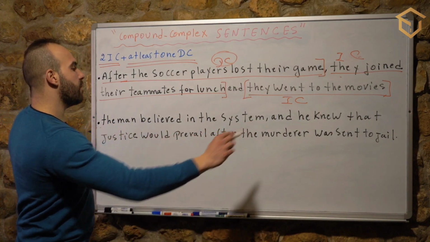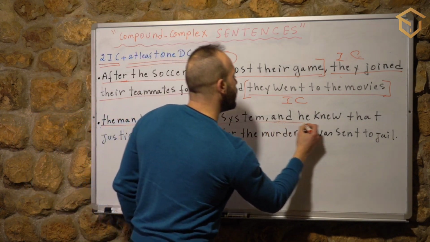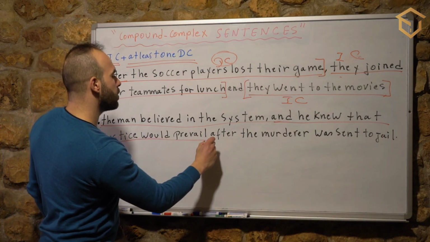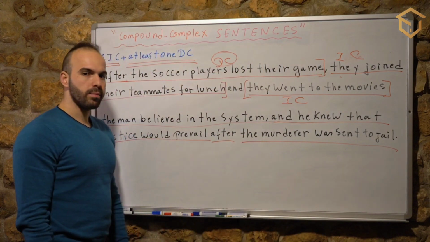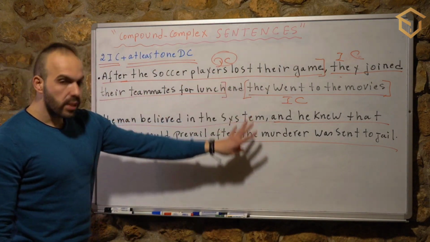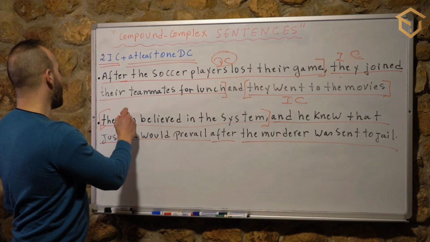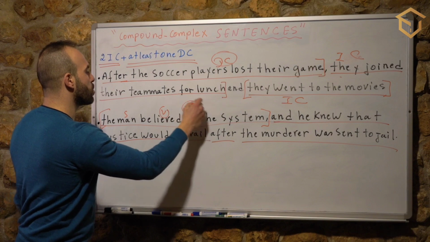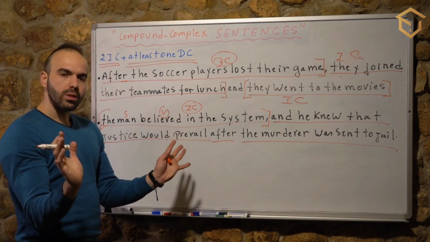The man believed in the system and he knew that justice would prevail after the murderer was sent to jail. So the man believed in the system, it makes sense. The man is a subject, believed is a verb, so it's definitely an independent clause. It can stand alone, it's a complete thought.